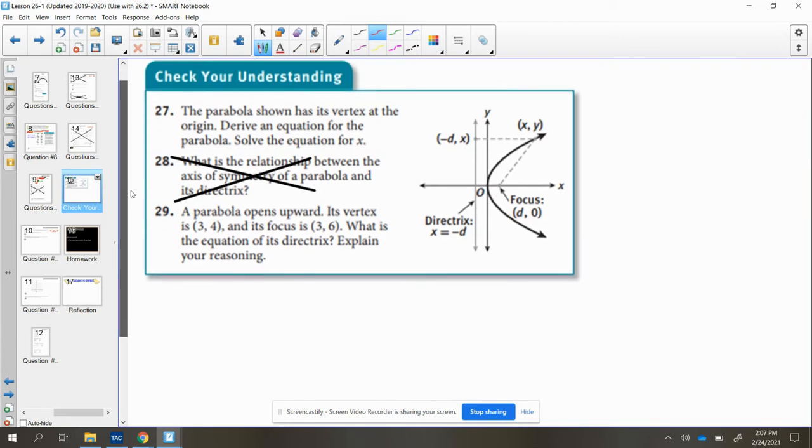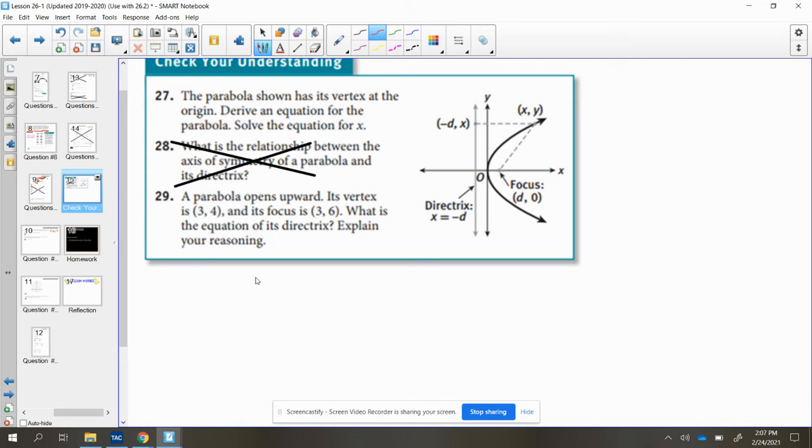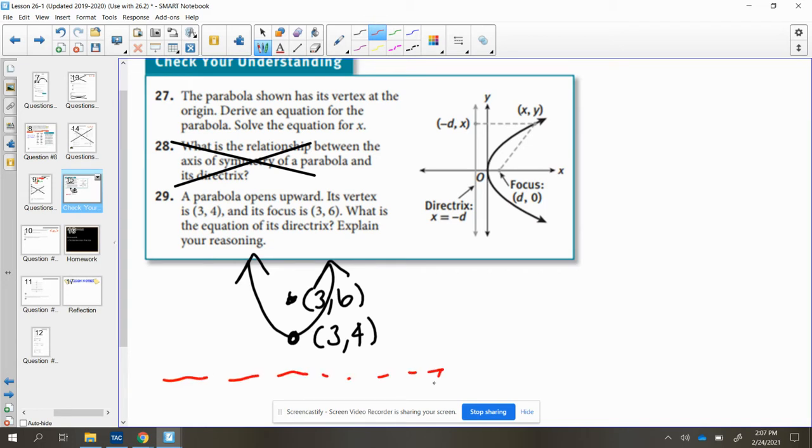One question I do want to talk about before we move on to the next part of this is number 29 on page 352. And that's in the check your understanding box. And we talk about a parabola that is facing upwards. So imagine you drew a parabola that is opening upwards, and it says that the vertex is at 3, 4, and the focus is at 3, 6. And they want the equation of the directrix line.